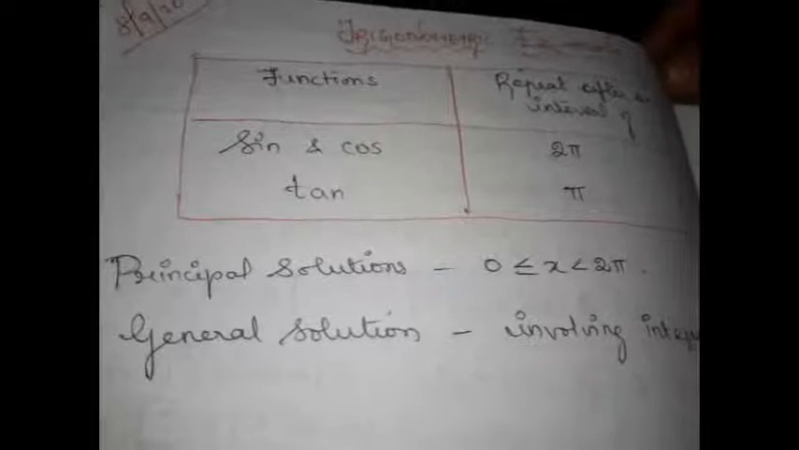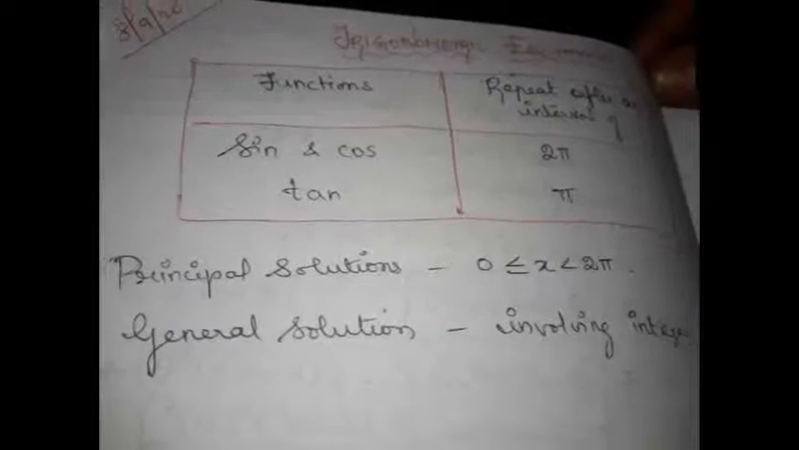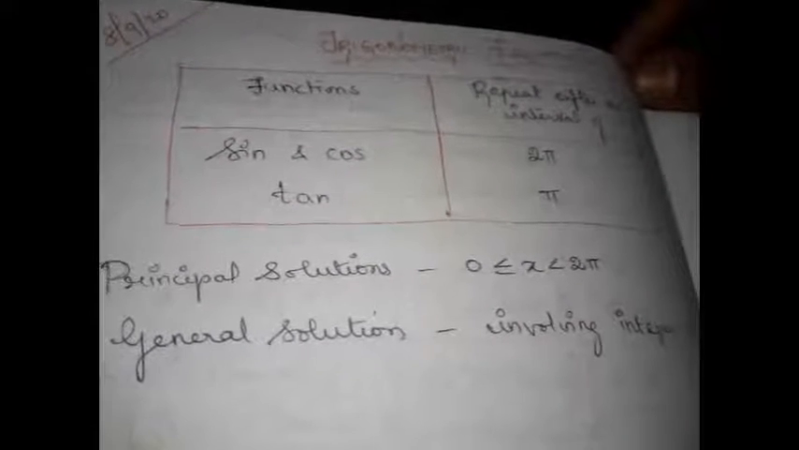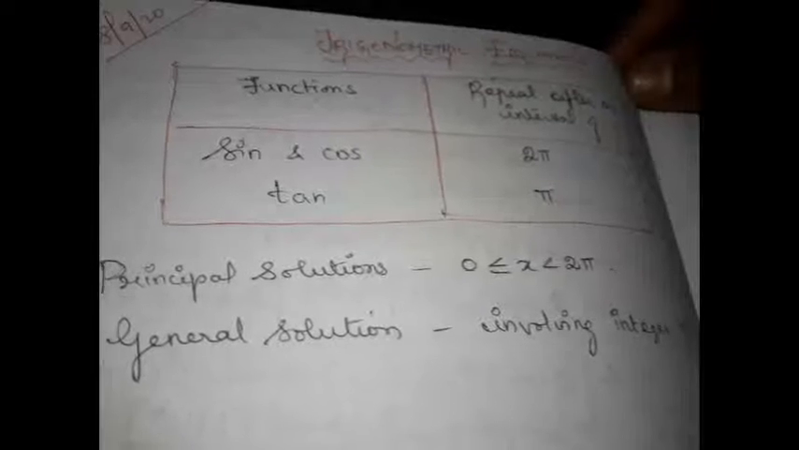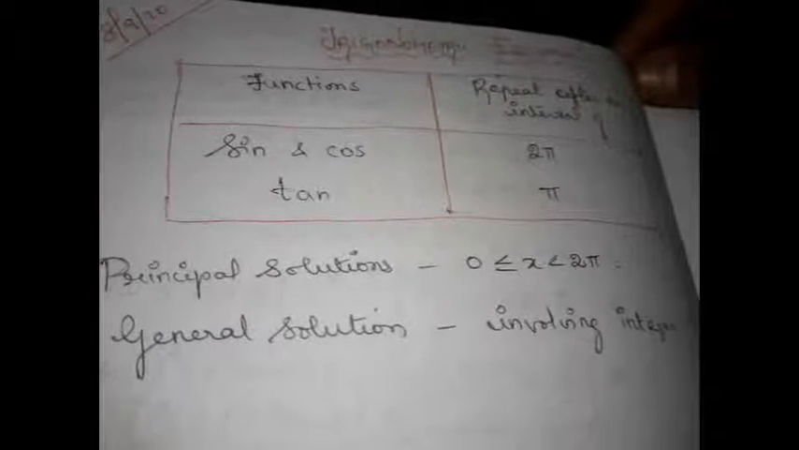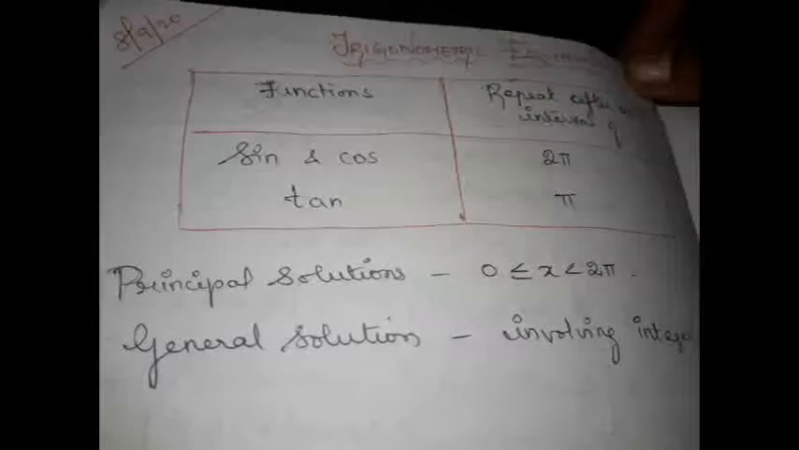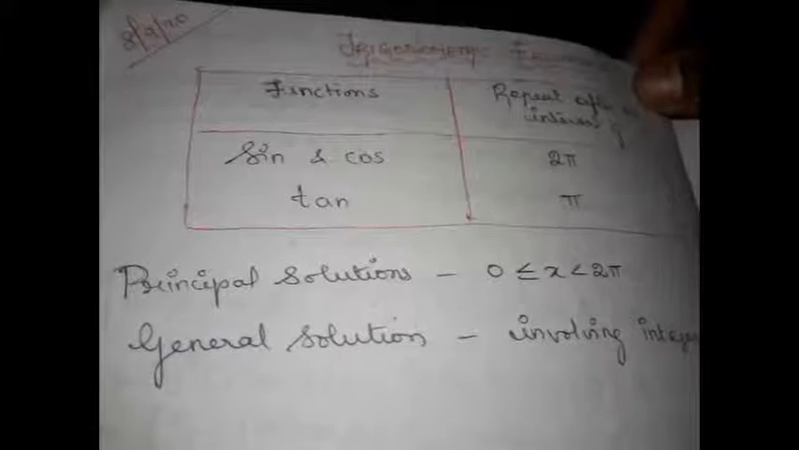We are learning the chapter trigonometric functions. So in today's class we are going to learn about trigonometric equations. So far we have learned all the trigonometric identities and we have solved problems based on them. Now we are going to see what trigonometric equations are. What is meant by a trigonometric equation?